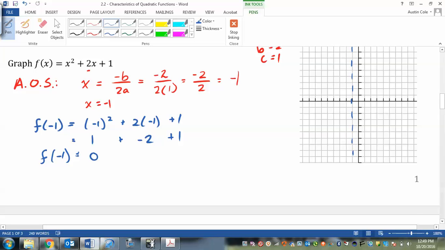What does that mean? Liam? The point is right on the x-axis. Okay, that means my point, -1, 0, is on the x-axis. So here we go, -1, 0. That point is my vertex.